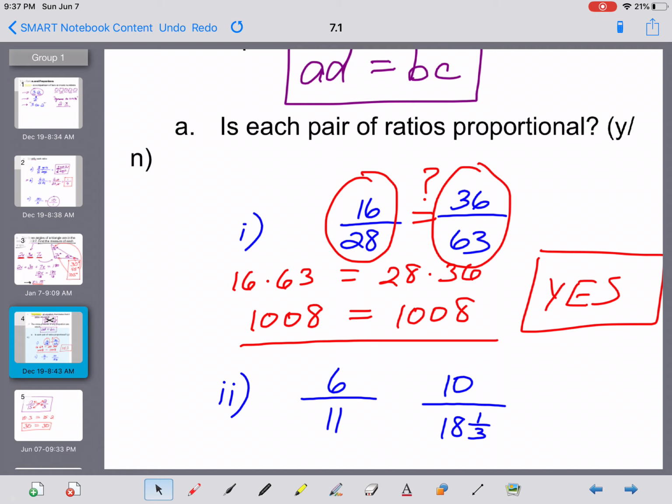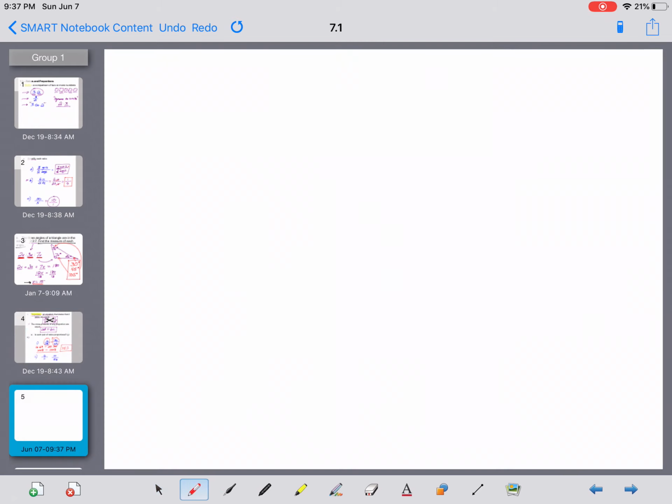We've got 6 over 11 and then 10 over 18 and 1/3. I can't move this up at all, guys, so I'm going to have to go to a new page to do this. Okay, so the first thing we're going to do is multiply the 6 by the 18 and 1/3. That's going to be a little bit goofy here, but let me write that down. So 6 multiplied by 18 and 1/3.